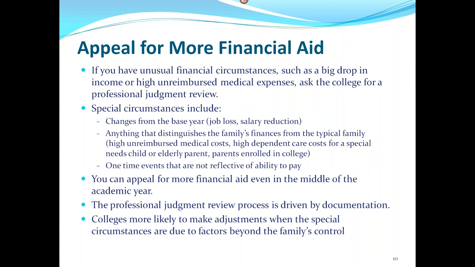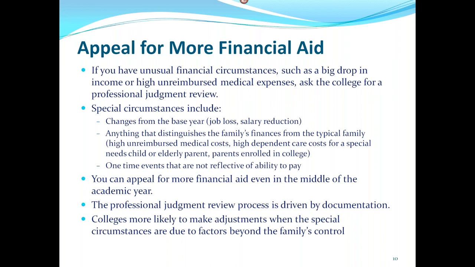If it's owned by the student or the parent, it's treated as though it were a parent asset on the FAFSA, and that's that 5.64%, and distributions don't count against you. If it's owned by anybody else, it's not reported as an asset, but the distributions will reduce aid eligibility by as much as half of the distribution amount.